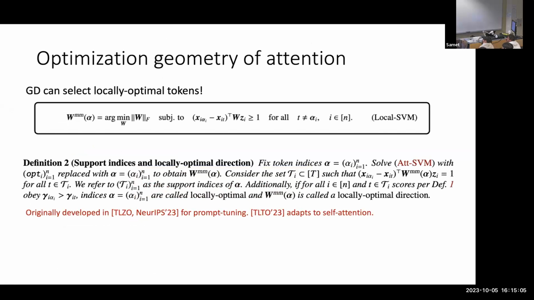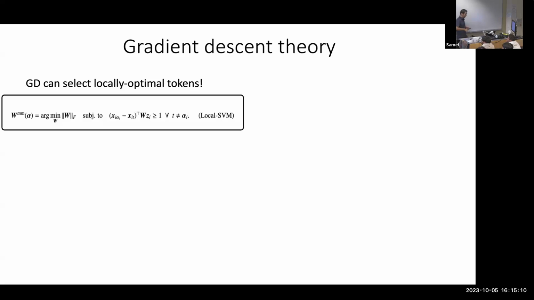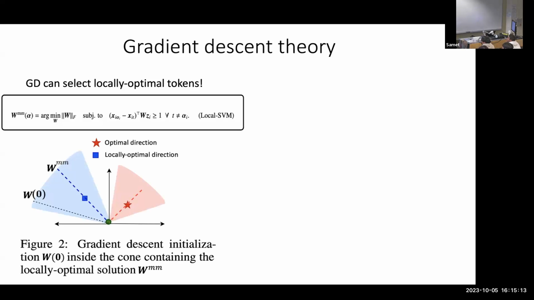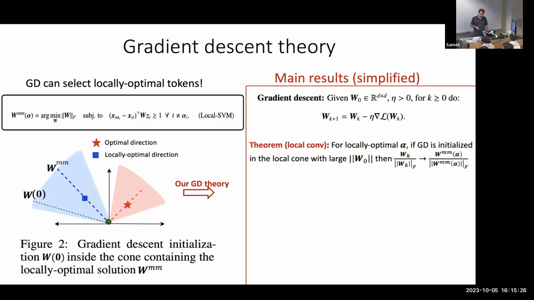So we introduced this definition, and it tells you which kinds of alphas you can potentially converge to. This essentially captures the non-convexity of the problem. So what kind of theoretical result do we have? Take this gradient descent algorithm and try to understand what it does. The first result is that if alpha obeys the locally optimal definition, and you initialize in this blue cone, then gradient descent will converge to the solution of the SVM with alpha, the solution of the local SVM.